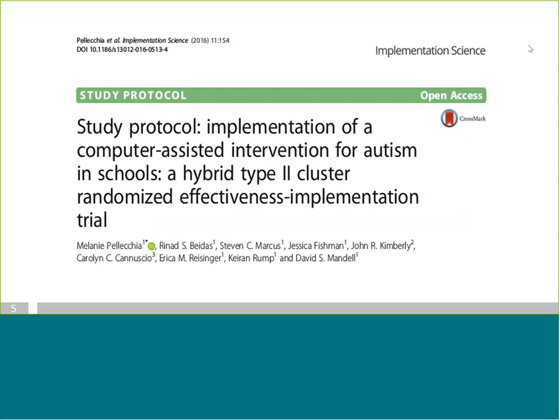This is just the header from that study. It's by Pelletier and others. It's the implementation of a computer-assisted intervention for autism in schools, a hybrid type 2 cluster randomized effectiveness implementation trial. Next slide.